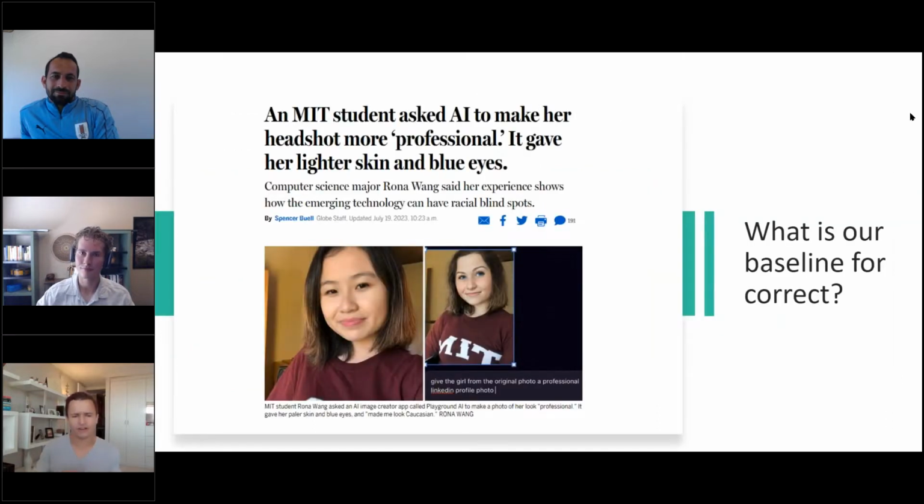But just to start to address this challenge of risk with generative AI, we have very poor baselines for what is considered correct behavior. And the harder it is to define ground truth, the more you expose yourself to risk. Recently, an MIT student used an app that uses image enhancement that is based on generative models. And when asking for a more professional version of her selfie, it turned her from an Asian woman into a Caucasian woman with blue eyes. And so what is the baseline for correct? And how do we scan for these?